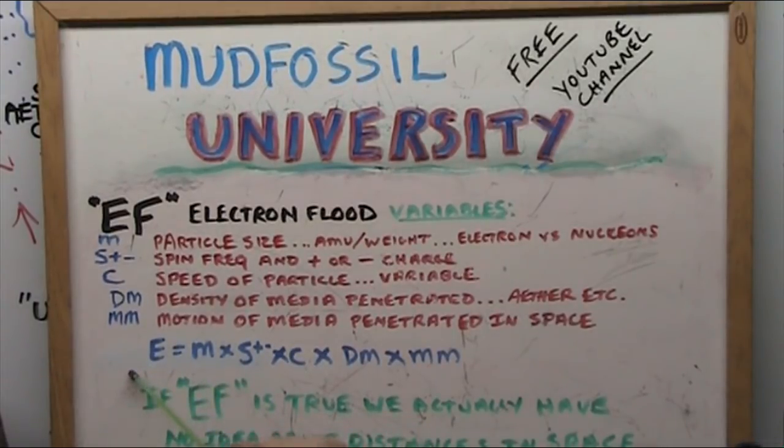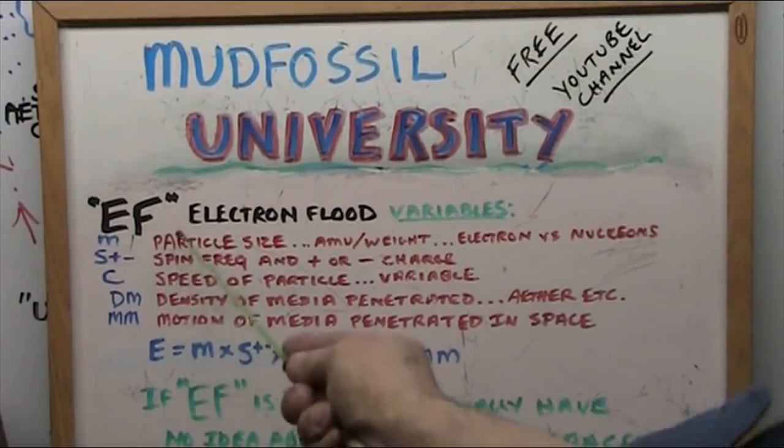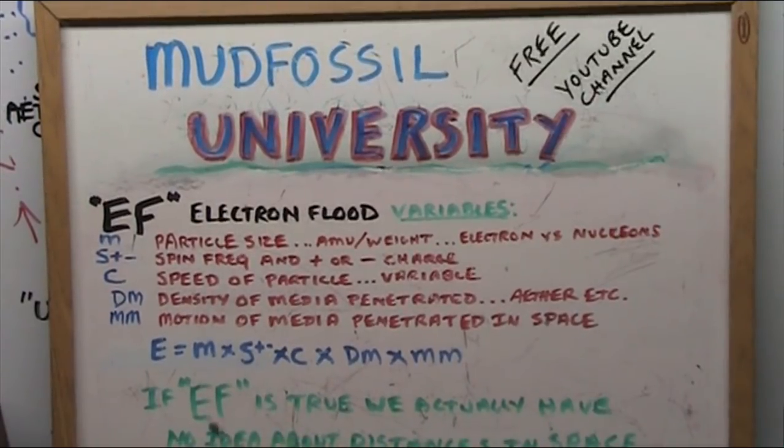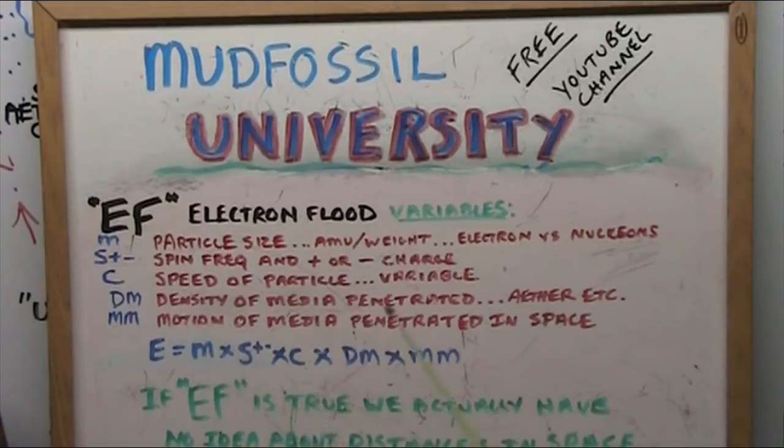So, now, here we've got energy equals mass, which is the weight. So that's part of the impact power, times the spin, and the spin is how fast it's spinning, gives it more drill power. So how fast it's going forward, how much it weighs, how fast it's spinning around a circle, times the speed it's going forward. Then you have to account for the density of the mass that it's impacting into, and the movement that you are moving in relation to the mass. You are moving in relation to the ether, actually. So it's the motion of the media penetrated through the space.